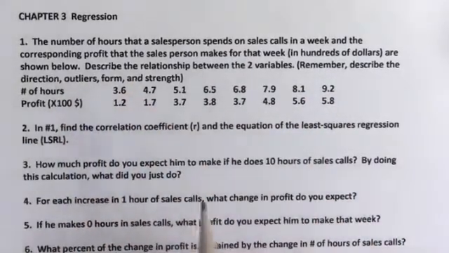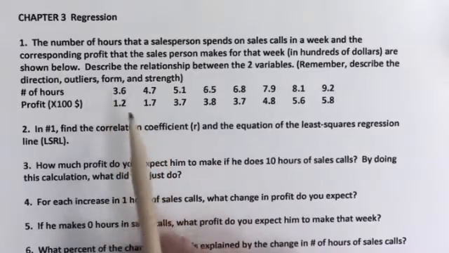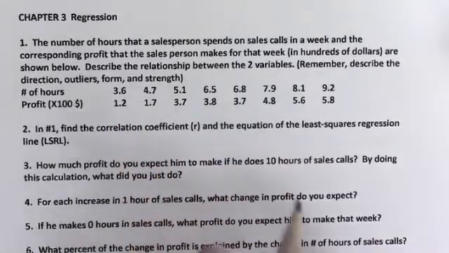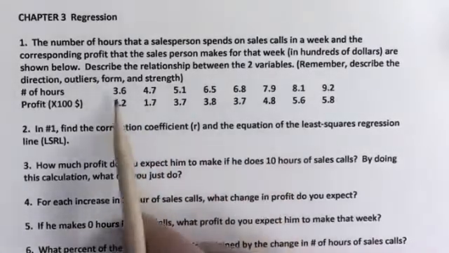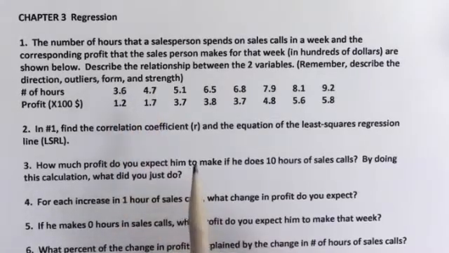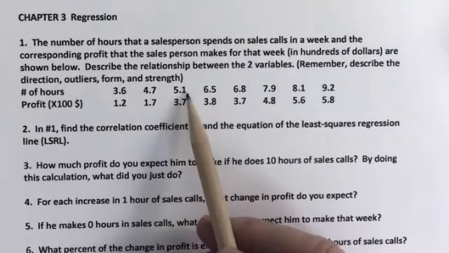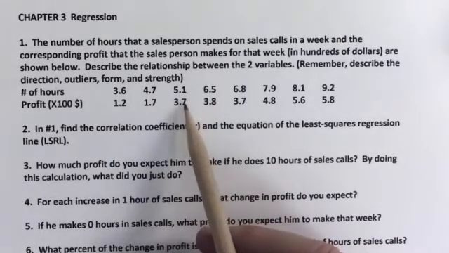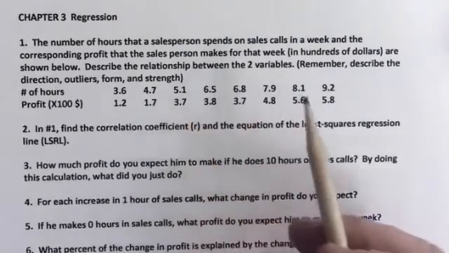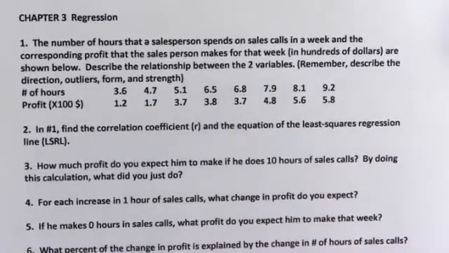That's the DOFS deal. And the first thing about regression is that it has to be quantitative variables, and these certainly are. And the data is paired. This number goes with that one, that one goes with that one. So when he did sales calls for 5.1 hours, he made $3,700, or $370. And so it asks us to describe the relationship.